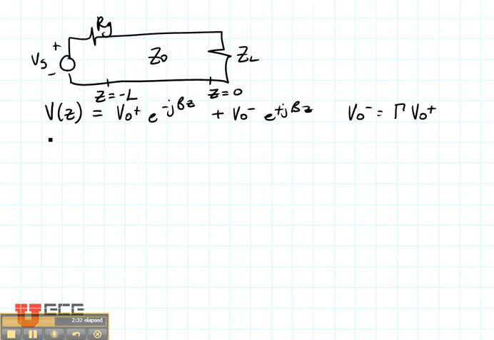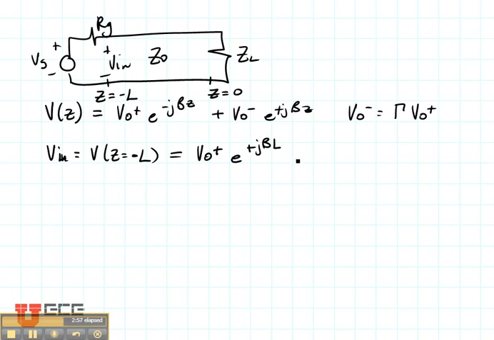So if I wanted to know VL, that would be the voltage at z equals minus L. Sorry, not VL, Vin. Right here's Vin. So if I want Vin, I look at z equals minus L. Let's substitute that back in. That gives us V0 plus e to the minus j beta, and then when I put in minus L, that minus changes to a plus. And then let's put in gamma V0 plus e to the j beta, and when I put in minus L, there we are. So there's Vin.